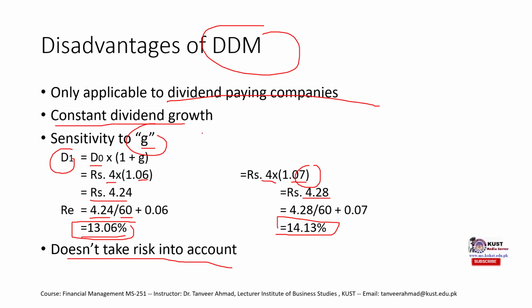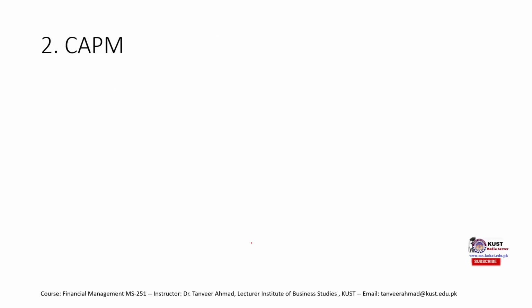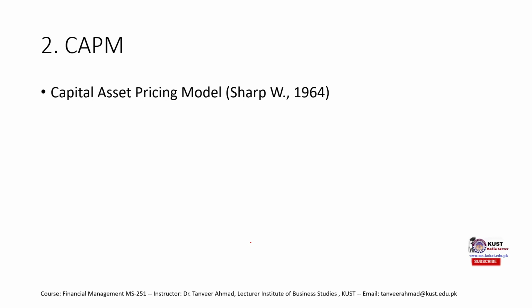So because of these disadvantages, and specifically the disadvantage of the constant dividend and the risk factor, we have another model which is called the capital asset pricing model, CAPM. This model was presented by William Sharpe, and basically this was his PhD thesis. He completed his PhD thesis in 1960 or 61, and then it was published in 1964 in the Journal of Finance. And this was a groundbreaking model. Before that, we didn't have any good model to find the cost of equity or the required rate of return.